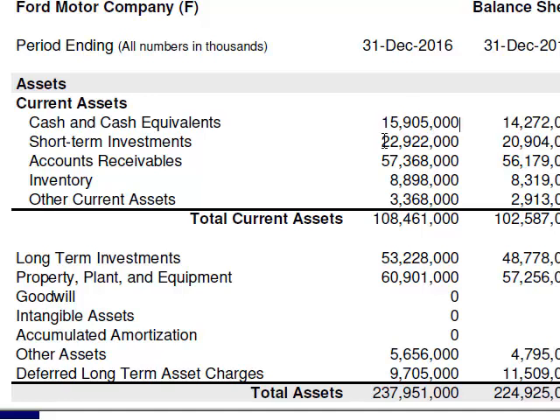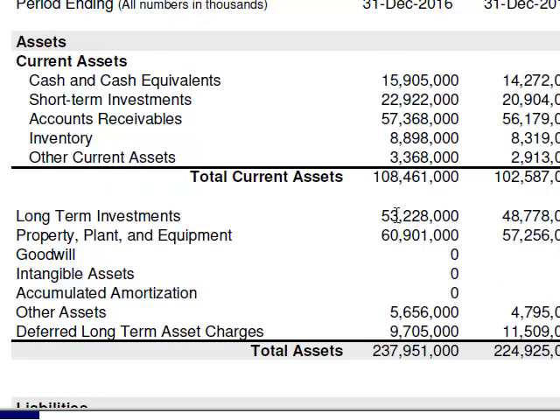And then, look, they had almost $23 billion in short-term investments and over $57 billion in money that was owed to them, mostly the dealerships selling the cars. They had almost $9 billion in inventory and a little over $3 billion in other current assets. So they had total current assets of $108 billion. That's stuff that's used within a year.